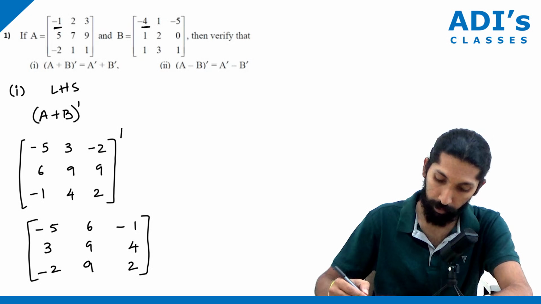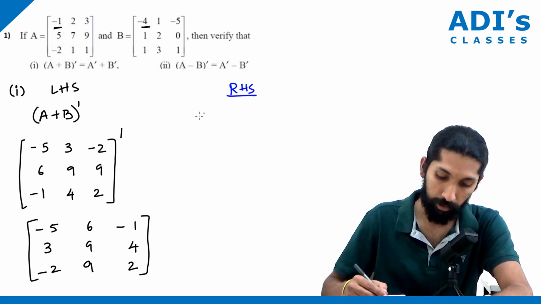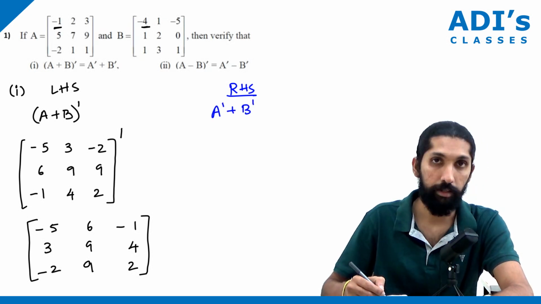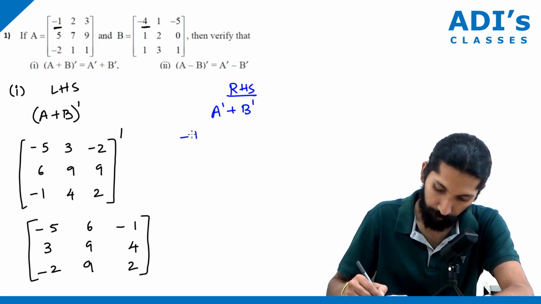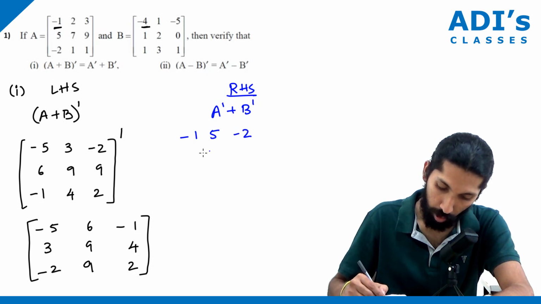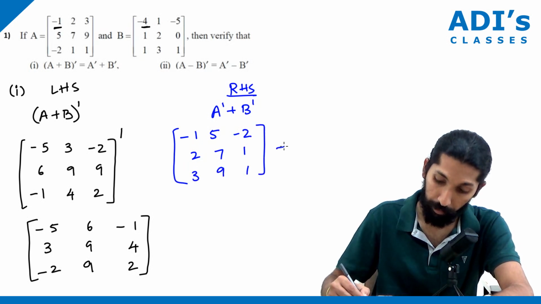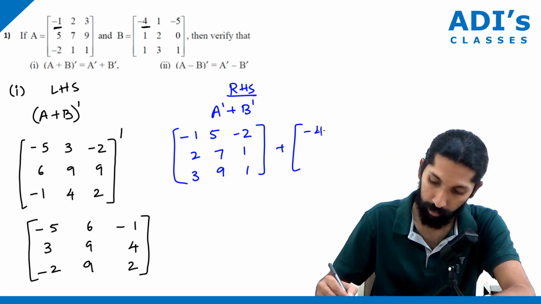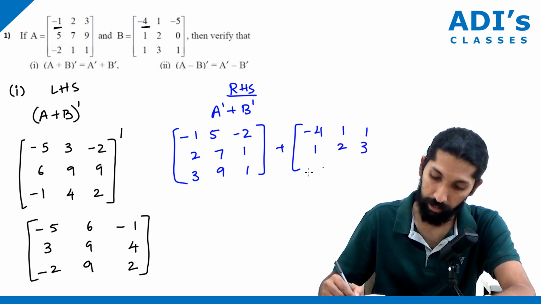Now we'll do the RHS part. That is, we need to do A dash plus B dash. Right? So first we'll do A dash. A dash is going to be minus 1, 5, minus 2, 2, 7, 1, 3, 9, 1. This is A dash plus, now B dash. B dash is going to be minus 4, 1, 1, right? 1, 2, 3, minus 5, 0, 1.